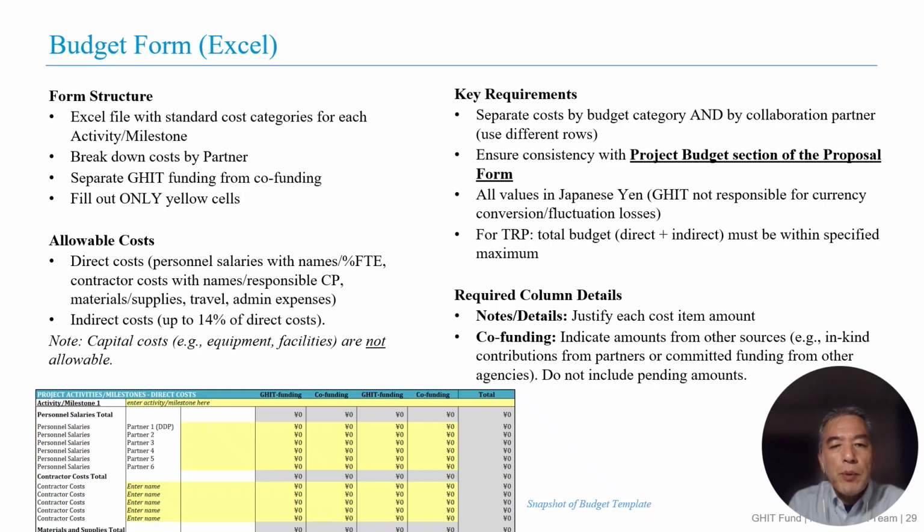Here are some important instructions for completing the budget form. Fill out only the yellow cells. Do not combine multiple cost items from different categories. Break them down clearly. Use separate rows for each collaboration partner. Ensure consistency with the project budget section in your proposal form. For the TRP proposal, the total requested budget, including both direct and indirect costs, must be within the specified maximum amount.